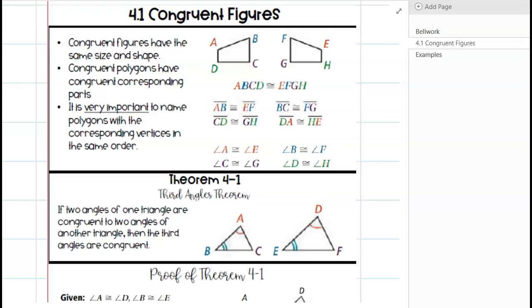And the sides also work out that way. The top would measure the same. This inside would measure the same. They'd be the exact same. So the corresponding parts have the same measure.